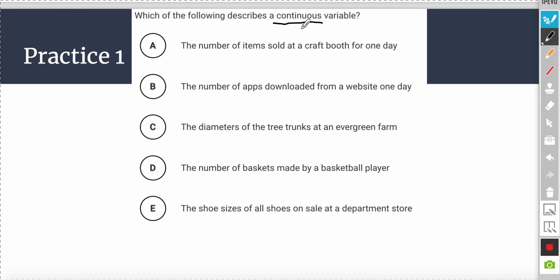The number of items sold at a craft booth for one day, this is going to be discrete, right? You're going to sell either 1, 2, 3, 4, 5, 6 different items. You sell whole number items. That's going to be the possible values of that variable. The number of apps downloaded from a website one day. That's also going to be discrete. You're not going to download half an app. It either downloads or it doesn't download. If it fails to download, you don't download half of it. You just fail to download. So it will also come in only whole number increments.